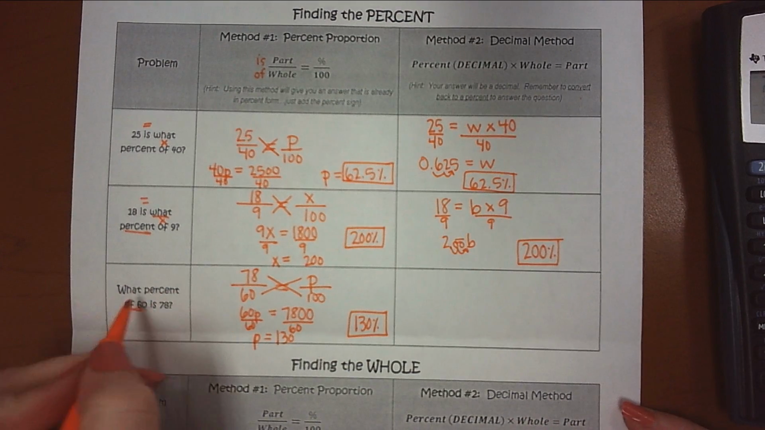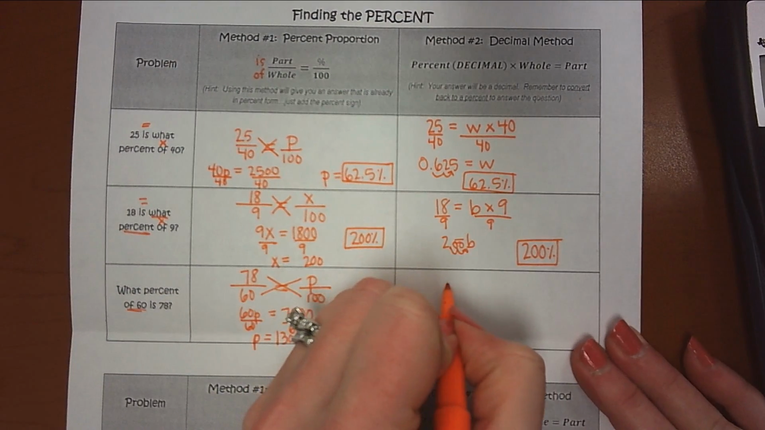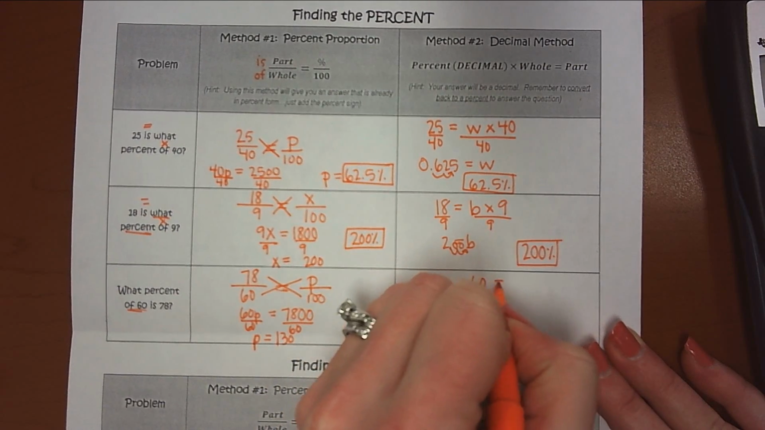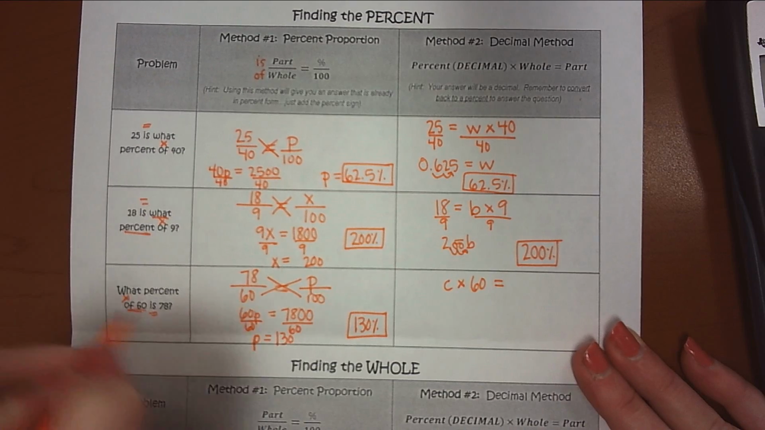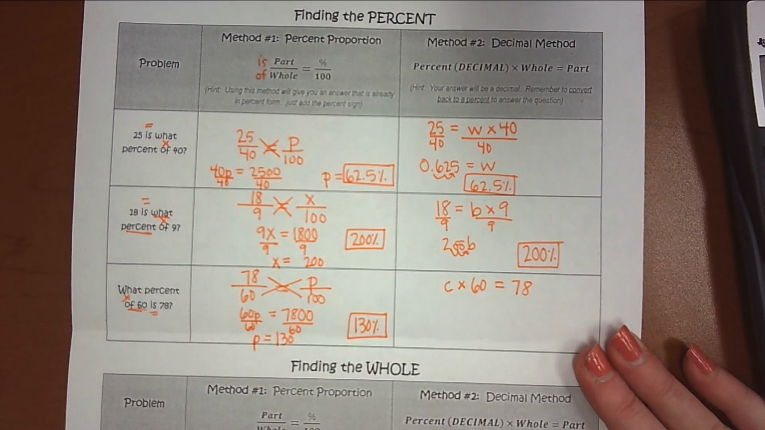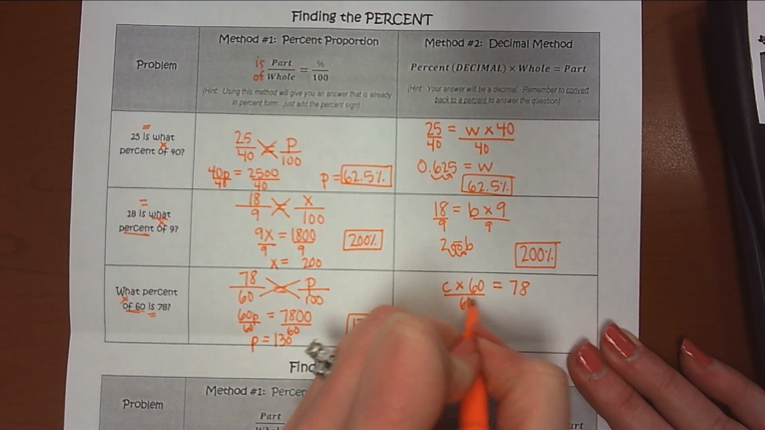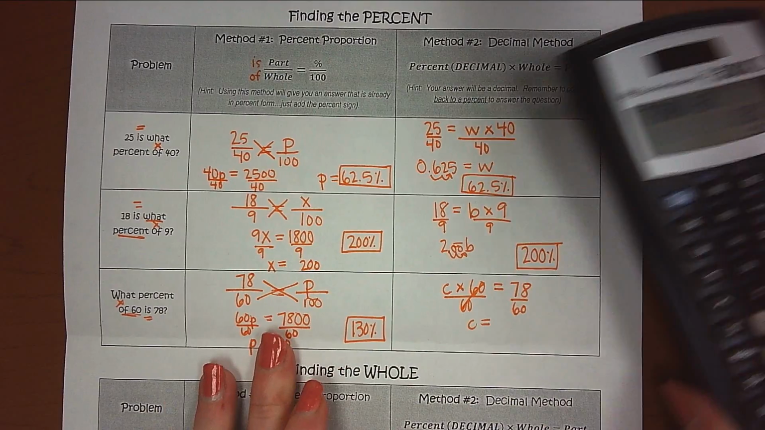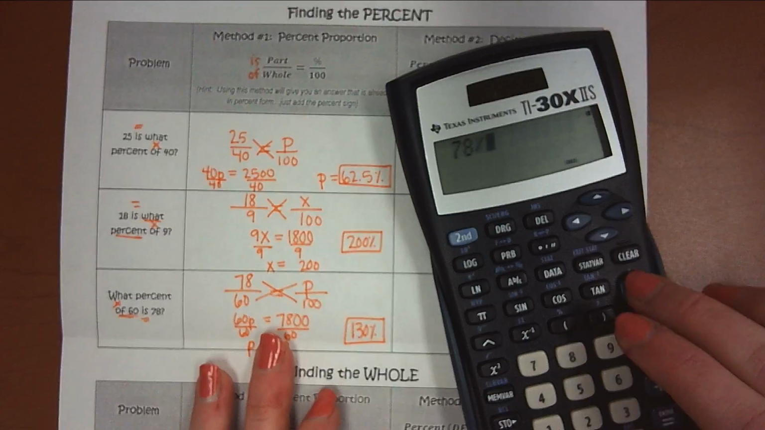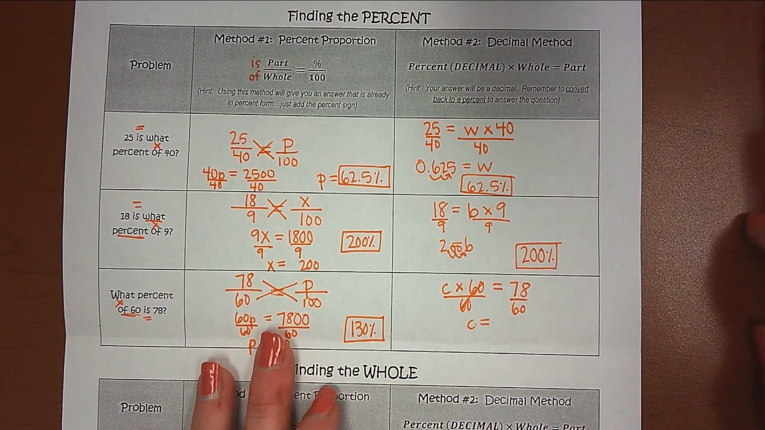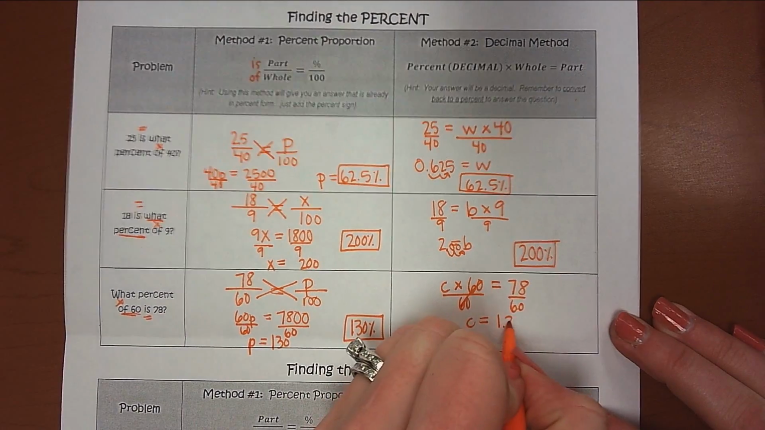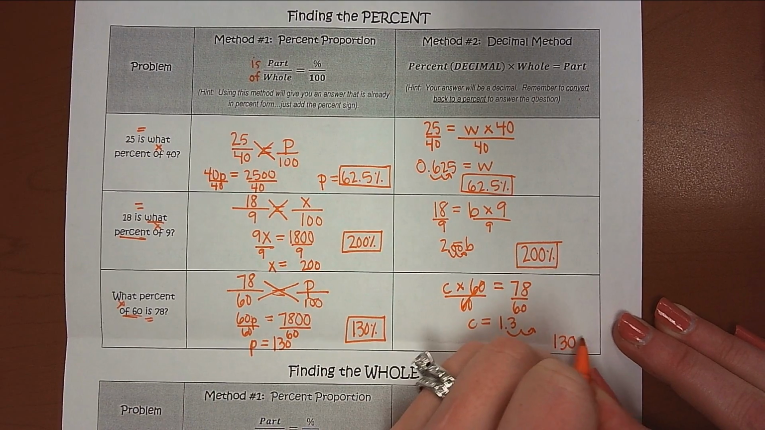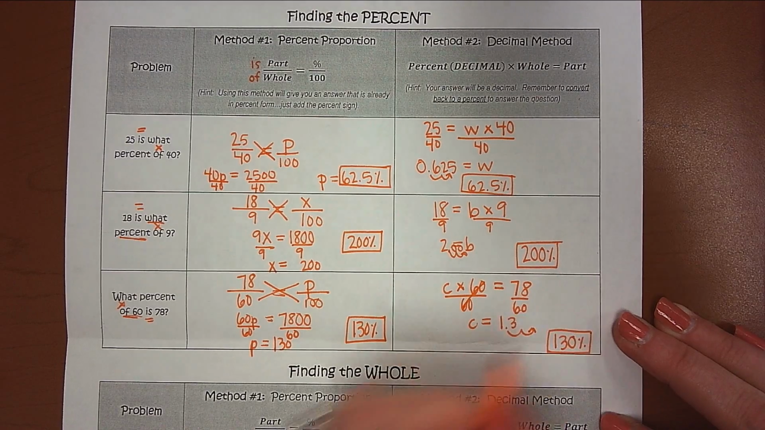My other method, what percent of 60? So we could use c. Of means multiply times 60. Is means equals 78. The inverse of multiplying is dividing, so I divide both sides by 60. And c is equal to 78 divided by 60, which is 1 3/10. I move my decimal 2 places. Don't forget to do that to get my percentage, and I get 130%.